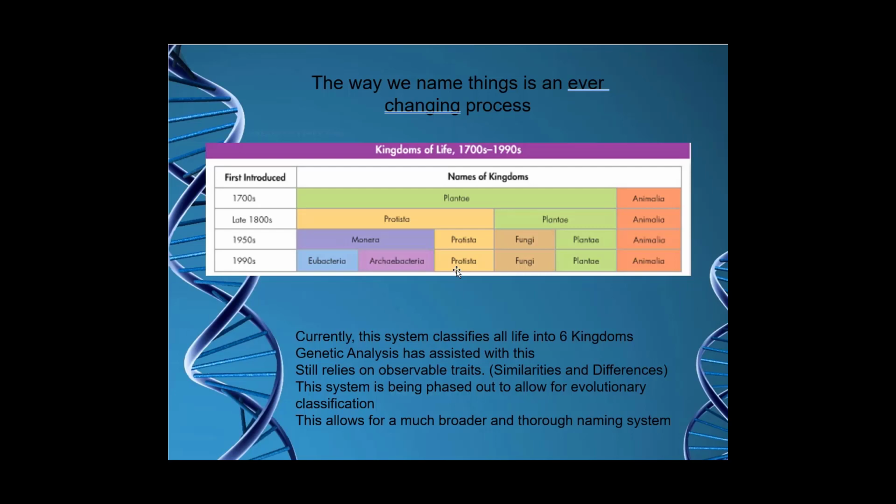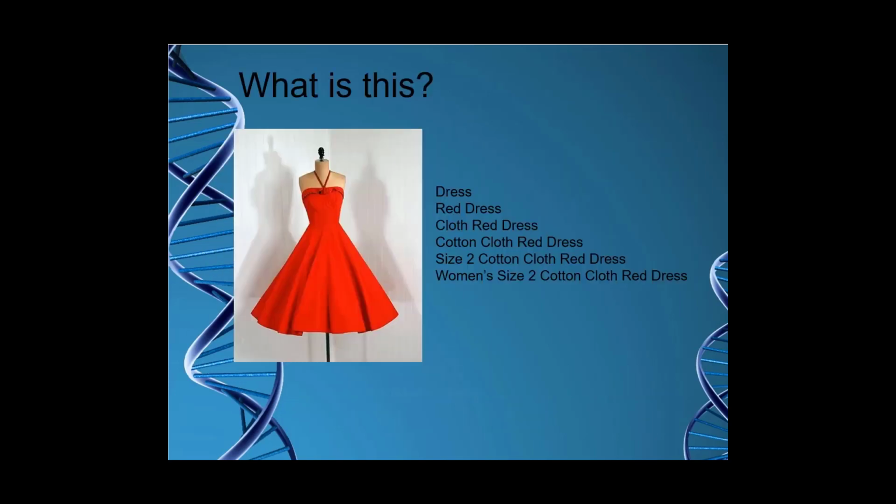This system is kind of being phased out in favor of another one. So, let's look at this. Look at all the different things. How specific can you name this thing, this dress? It's a dress. It's a red dress. It's a cloth red dress. Cotton cloth red dress. Size 2 cotton cloth red dress. Women's size 2 cotton cloth red dress. You're going from the very general down to the specific.